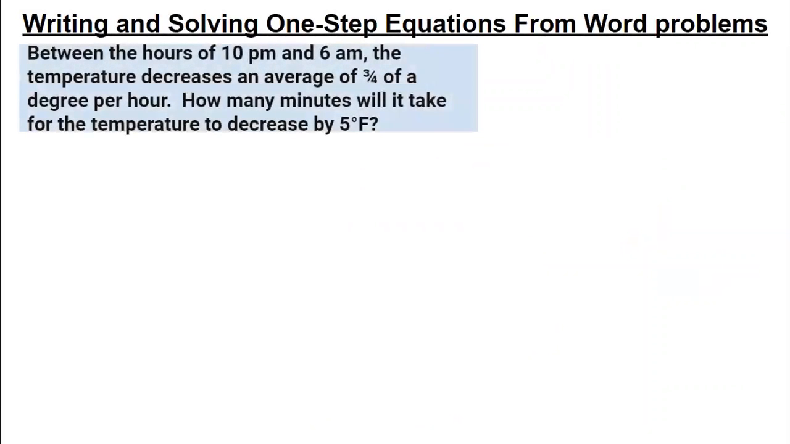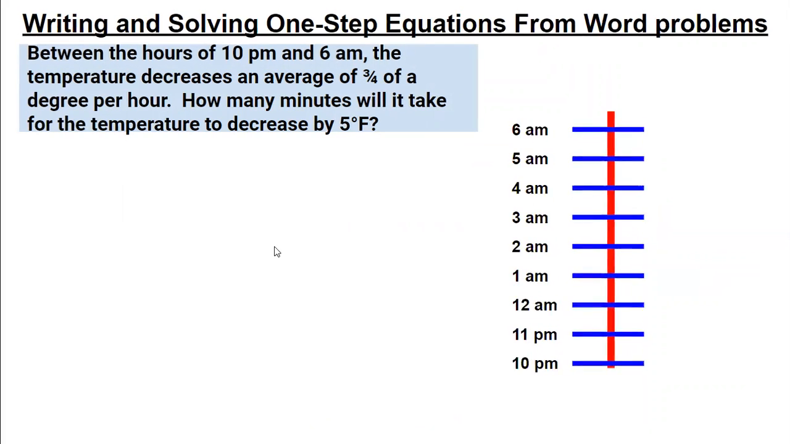Okay, let's look at this one. Between the hours of 10 p.m. and 6 a.m., the temperature decreases an average of 3/4 of a degree per hour. How many minutes will it take for the temperature to decrease by 5 degrees Fahrenheit?